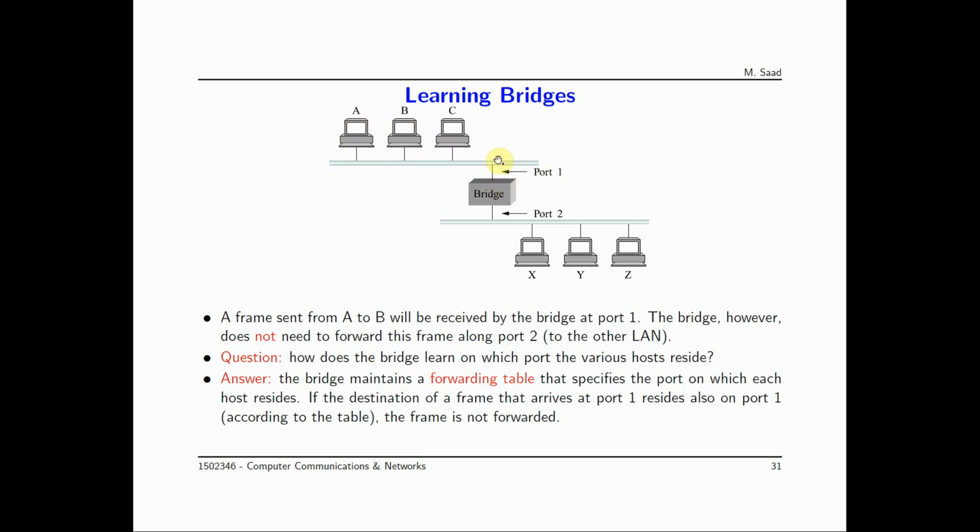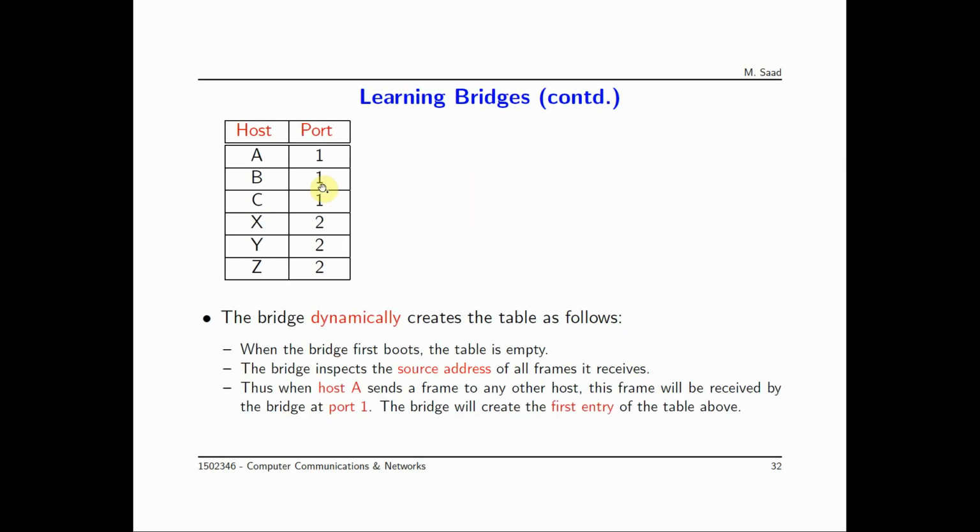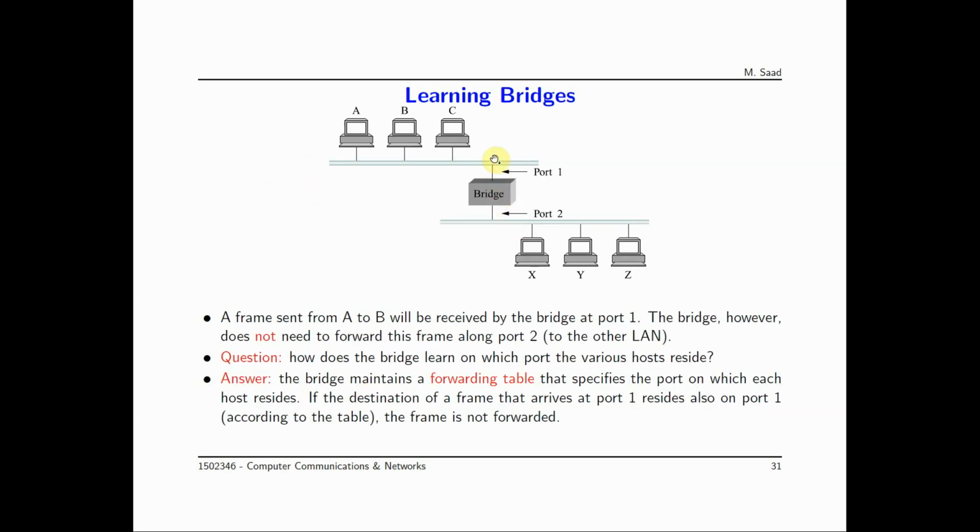Now, what will the bridge do here? The bridge will check the destination address. When it receives the frame, it will check the destination address. From the frame header itself, the bridge will find that the destination is C. And then the bridge will consult its table. It will find that C is connected to port 1, which is the same port from which the frame came physically. So it means the destination is already connected to port 1, which actually means that the destination has the frame already. In this case, the bridge will not forward.